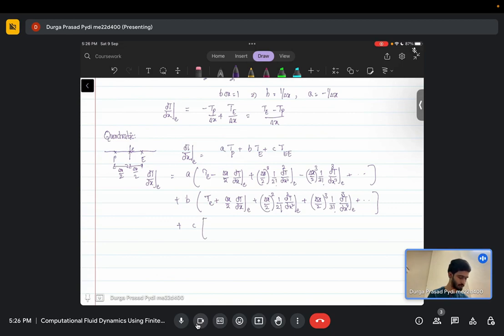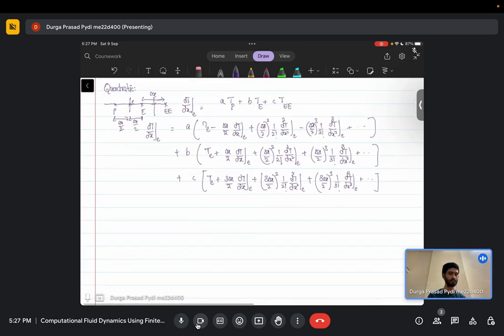And for the east east we'll have something here. This is another delta x, so we have delta x plus delta x by 2, that is 3 delta x by 2. So we have T east plus 3 delta x by 2 dT/dx on the east face, plus 3 delta x by 2 whole square, 1 by 2 factorial, d square T/dx square on the east face, and then 3 delta x by 2 whole cube, 1 by 3 factorial, d cube T/dx cube on the east face.